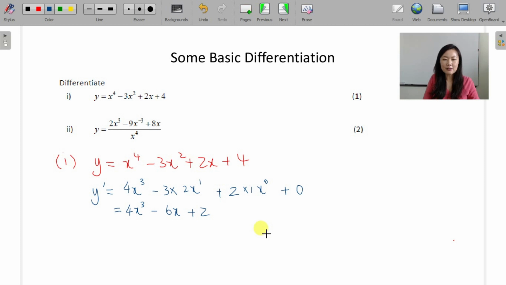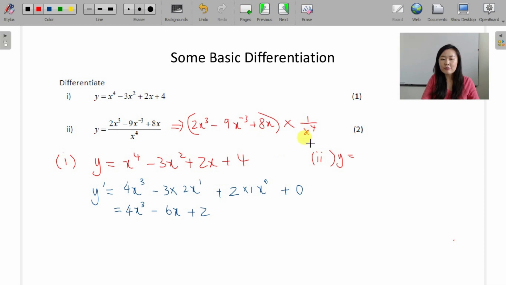All right, so the second one. You need to simplify that first. Now, you can think of this as 2x cubed minus 9x to the power of minus 3 plus 8x times 1 on x to the power of 4. Yeah? Now, for those students who are not strong with indices, this is what I recommend you do.